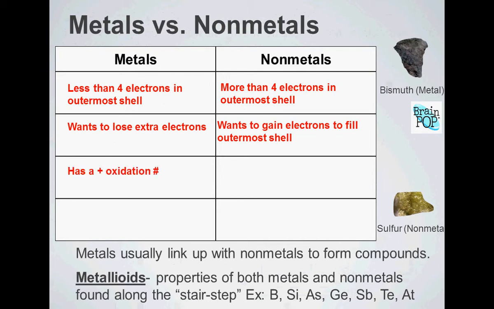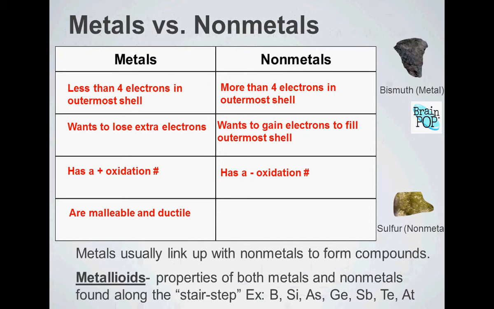Metals have positive oxidation numbers. Again, we think of that as they have extra electrons that they would like to get rid of. Nonmetals have negative oxidation numbers. And then there are some differences in characteristics. Metals are malleable and ductile.